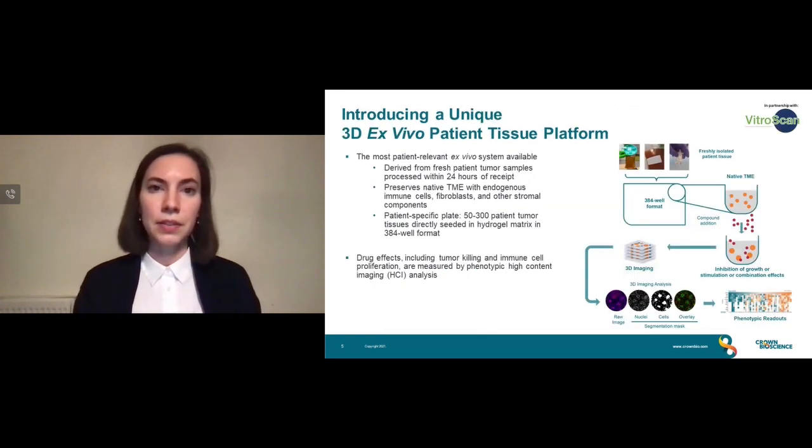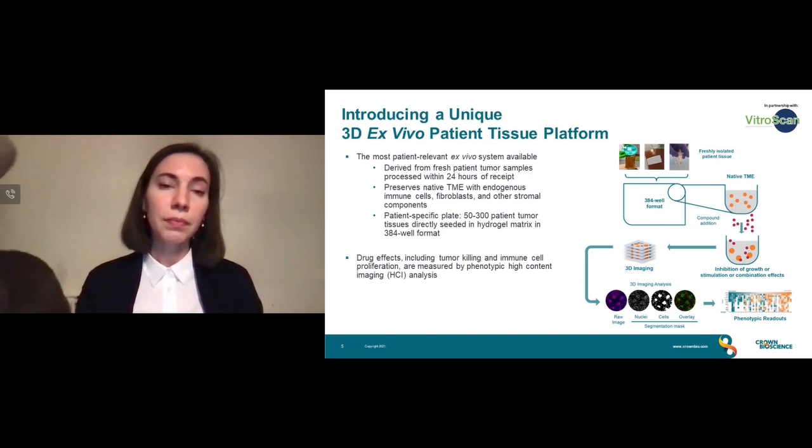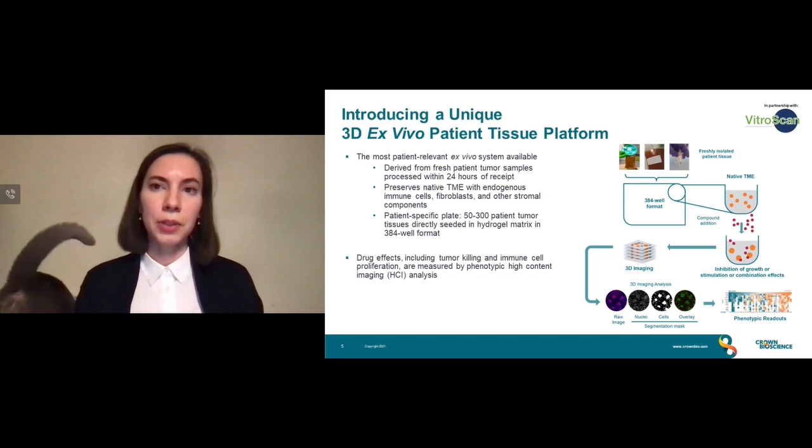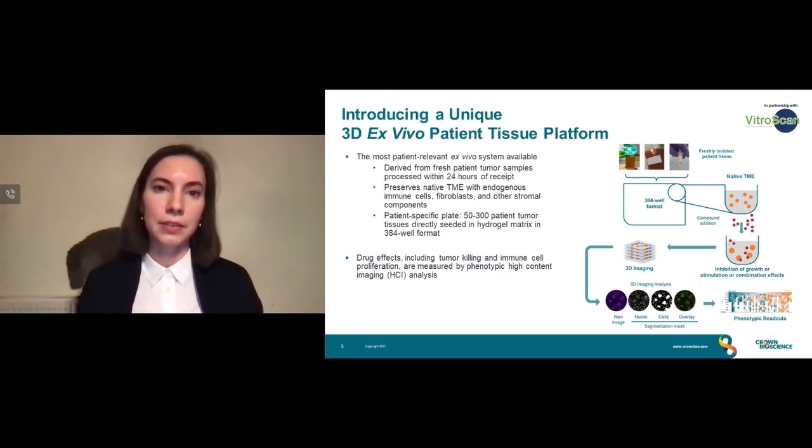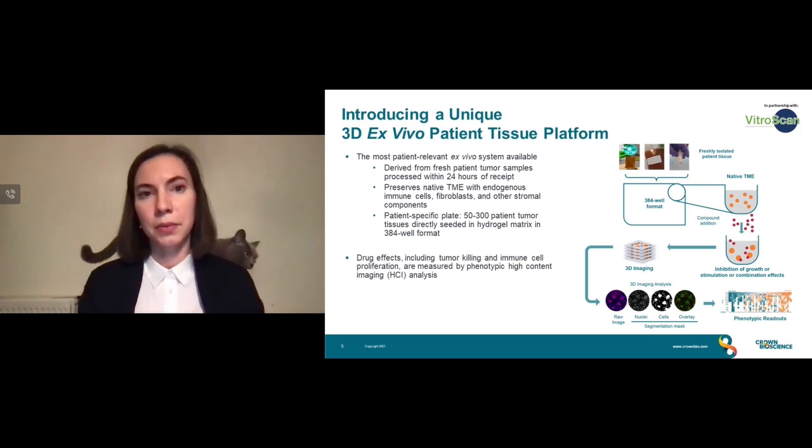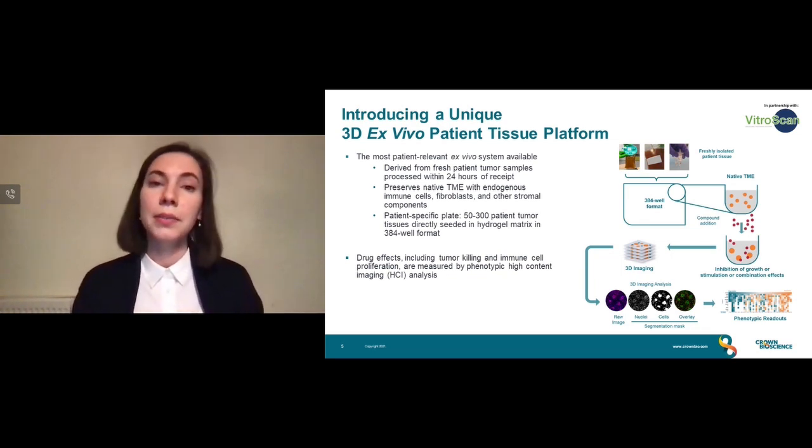So we start with the fresh tissue that comes to our laboratory in Leiden within 24 hours after collection from the patient at the hospital. Then we use very gentle mechanical processing of this tissue to generate tumor clusters of approximately 100 to 150 micrometers in size, which are then mixed with the hydrogel and seeded in a 3 to 4 well plate format. Together with these clusters, we preserve all endogenous cells, including immune cells, fibroblasts, and other stromal components.